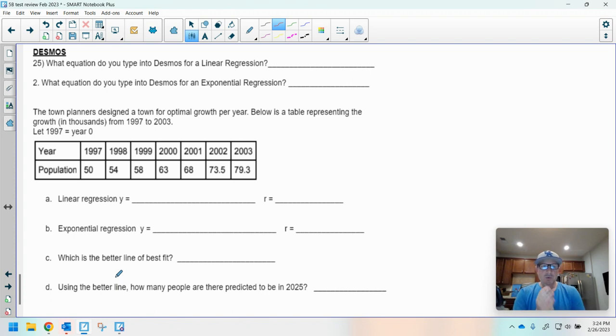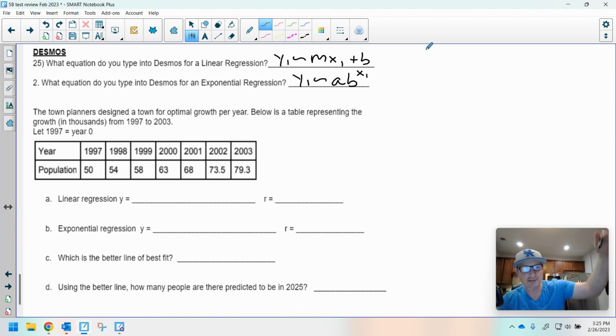They want to know the equation that we type in for Desmos for linear regression, and that's just something you've got to know. It's that squiggly stuff we've got going on. Remember the y1 squiggly mx1 plus b. For the exponential, it's going to be y1 squiggly a b raised to the x power, and we put a little 1 next to the x when it's raised.